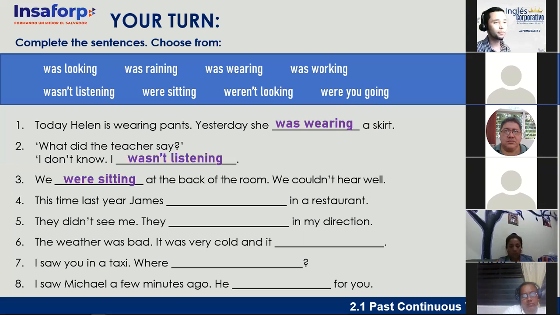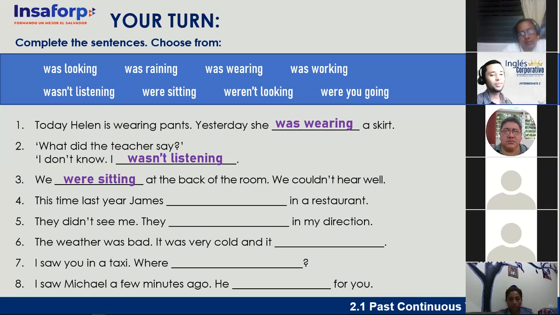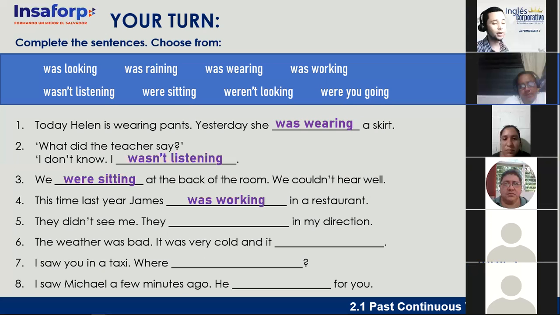Number four. Maritza. This time last year, Jimmy was working in restaurant. Good. That is the correct answer. This time last year, James was working in a restaurant. Thank you, Maritza. That is correct. Number five.